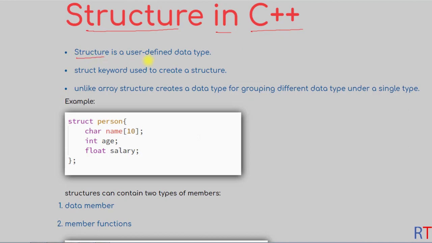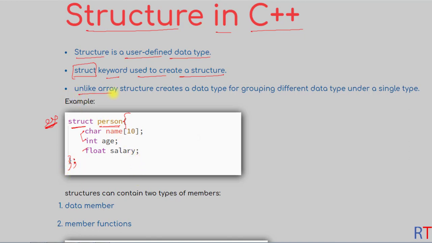A structure is a user-defined data type and the struct keyword is used to create the structure. Like an example, here we have created one structure called person. So first we have the struct keyword, then the name of the structure, and then inside the curly braces we declare the members of that structure, and at the end we close that with a semicolon.